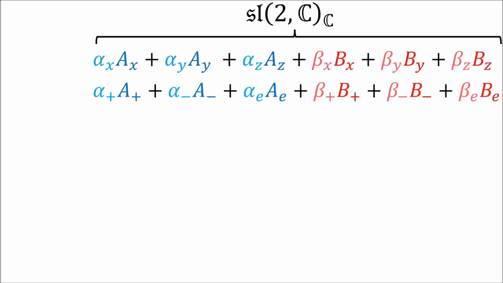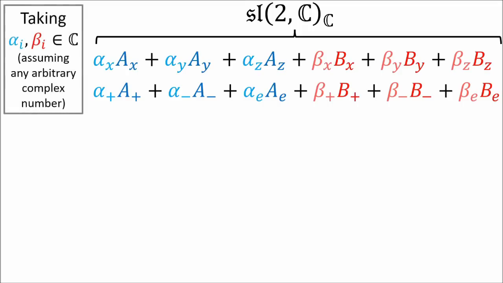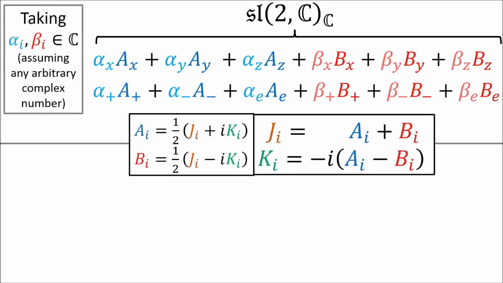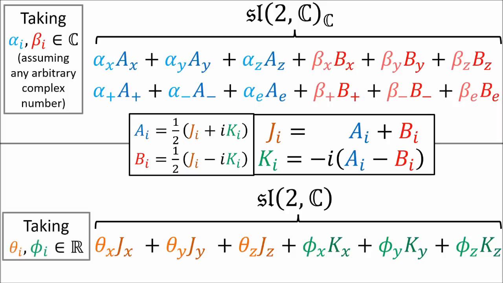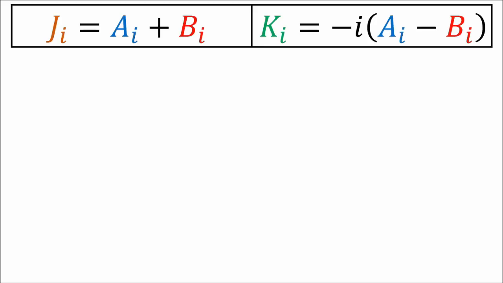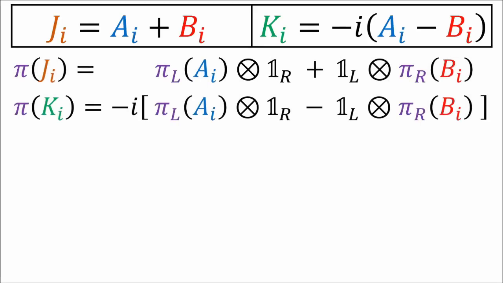It's worth noting that, while the A's and B's live in the complexified SL2C Lie algebra because of the complex coefficients, the J's and K's live in the real version of SL2C, and coefficients are assumed to be real. So we have these formulas for the J and K generator matrix representations. We just need to pick SU2 irreps for pi L and pi R.